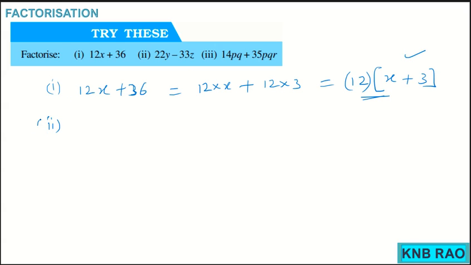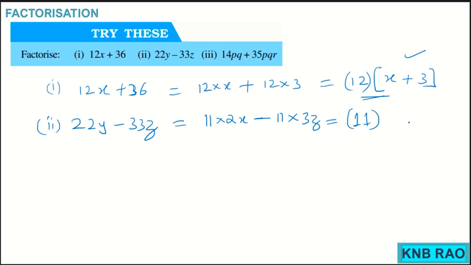Second one, 22 times y minus 33 times z can be written as 11 times of 2y minus 11 times of 3z. So if I take out 11, which is the common factor of both the terms, it becomes 2y minus 3z. So 11 times of 2y minus 3z is the factorization of the second one.